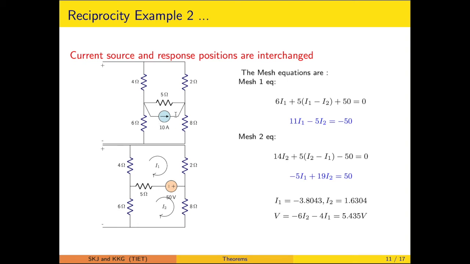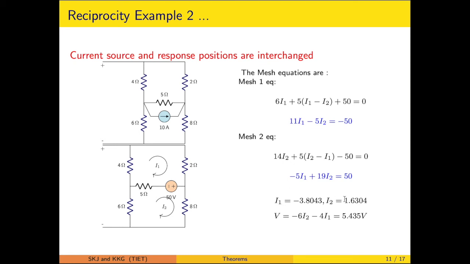Now just to analyze it simply, we will make use of the source transformation. So the current source with a parallel resistance is represented as a voltage source and a series resistance. Now we will be able to solve for two meshes, and these mesh equations are written.